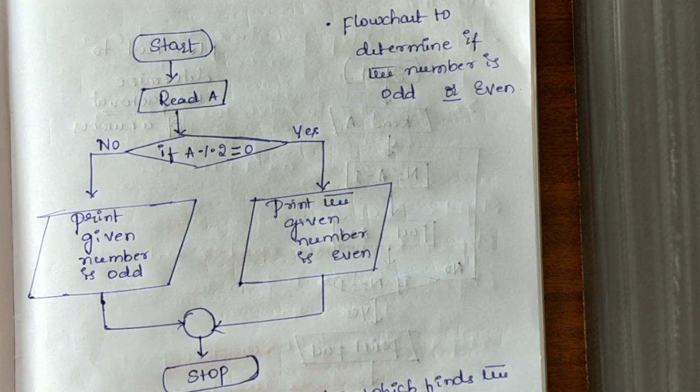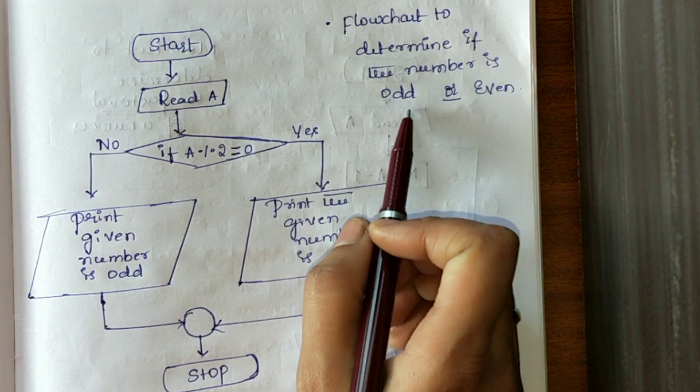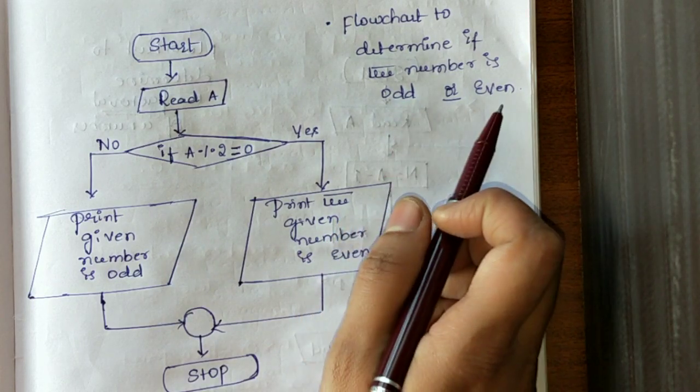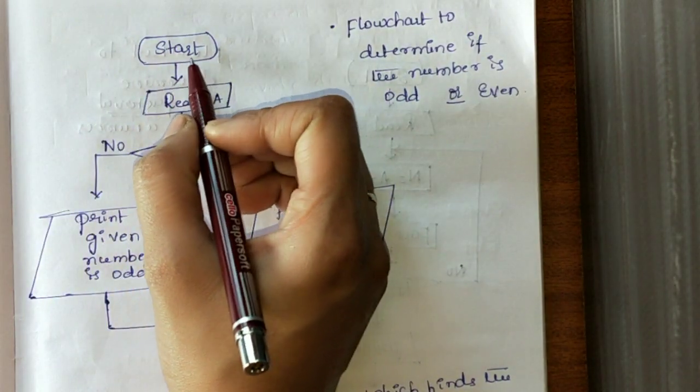Hello everyone. Today I am going to discuss a flowchart to determine if the given number is odd or even. So now we can see, first we will start with Start.